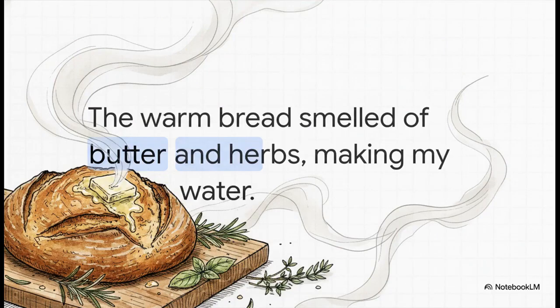Let's look at this sentence. The warm bread smelled of butter and herbs, making my mouth water before I even sat down. Just listen to those words. The author didn't just casually say, the bread was good. No way. They appealed directly to our sense of smell with butter and herbs, and our sense of taste with making my mouth water. You can almost smell that warm bread right this second, can't you? That is the incredible sensory power of imagery in action.